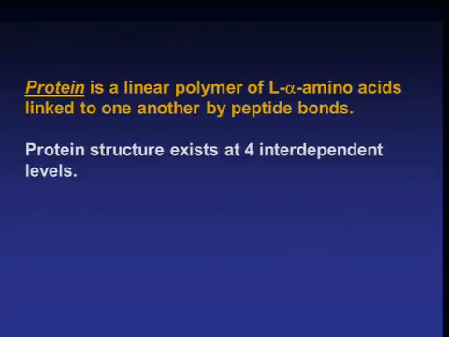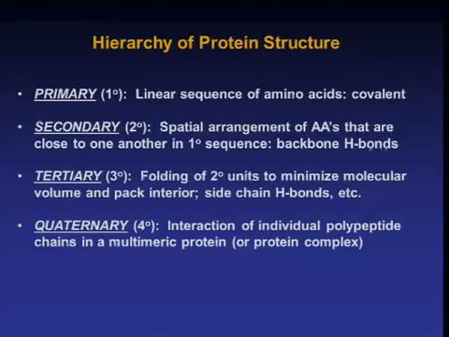For those of you who might not know, a protein is a linear polymer of amino acids. They're linked to one another by peptide bonds, and we'll talk a little bit more tomorrow about how you go from a gene to a protein. In terms of looking at a protein and its structure, we can discern that there are four levels of protein structure. So there's a hierarchy.